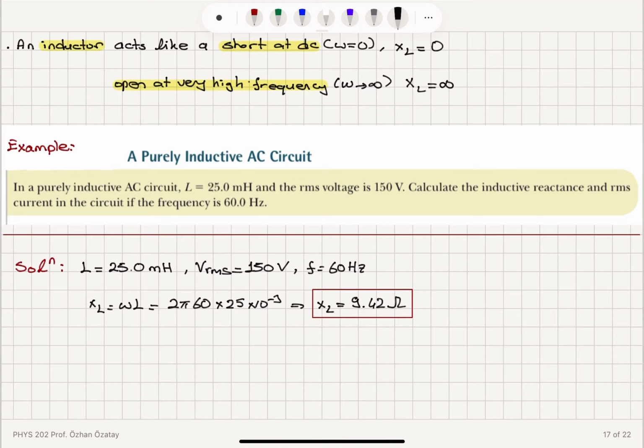Now, the RMS current is basically the RMS voltage divided by the inductive reactance X sub L. So this will be equal to 150 volts divided by 9.42 ohms. So we will see that the RMS current that flows in the circuit will be equal to 15.9 amperes.